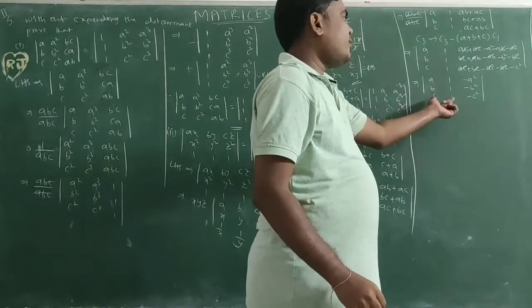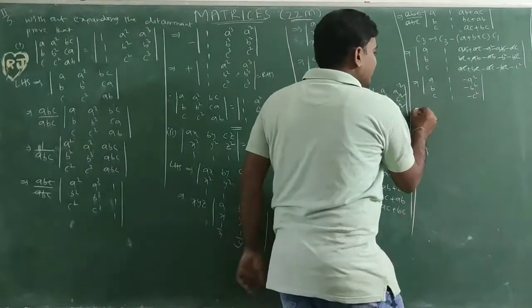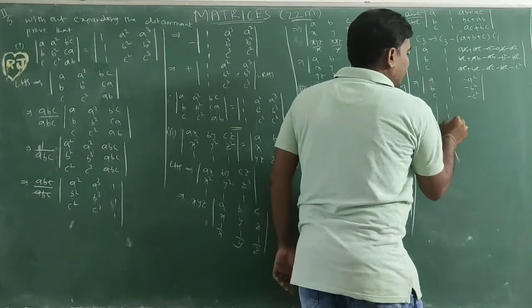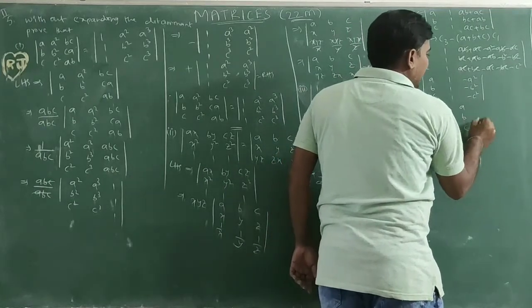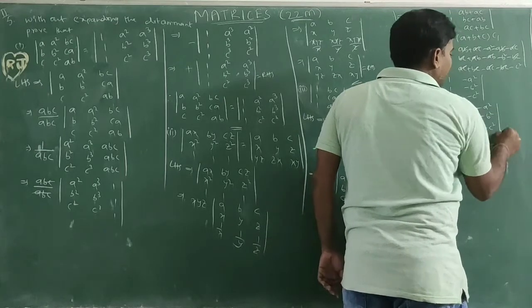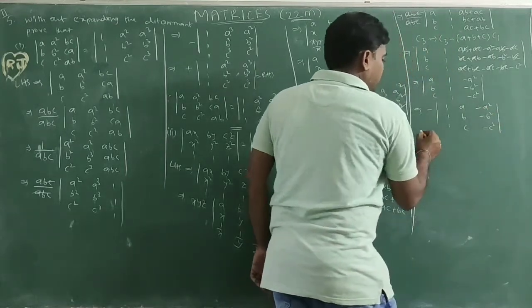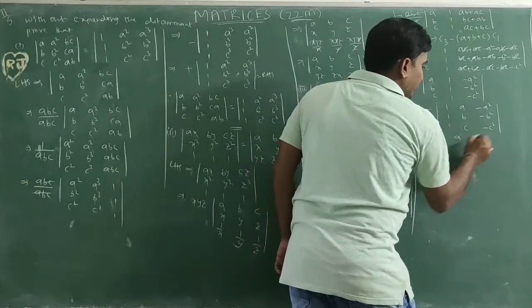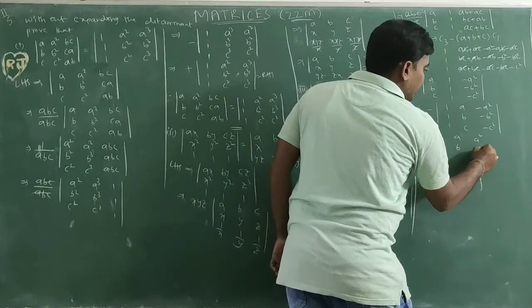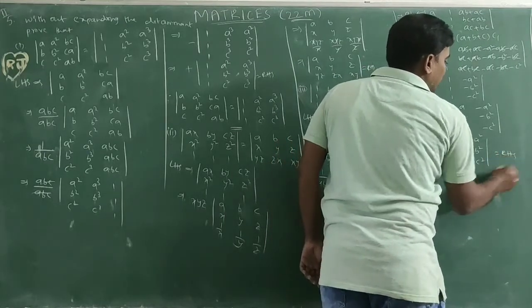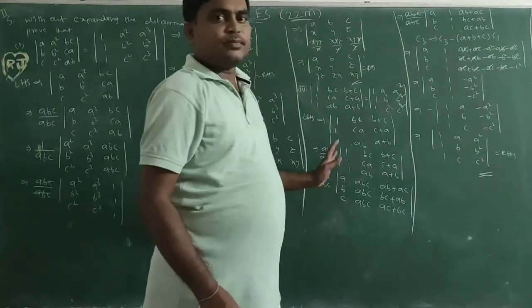I want to interchange the first two columns. If we interchange the first two columns, the determinant sign will change: 1 1 1, a b c, minus a square, minus b square, minus c square. I want to take minus common. Minus into minus is plus: 1 a square, 1 b square, 1 c square. This is equal to what we needed to prove.